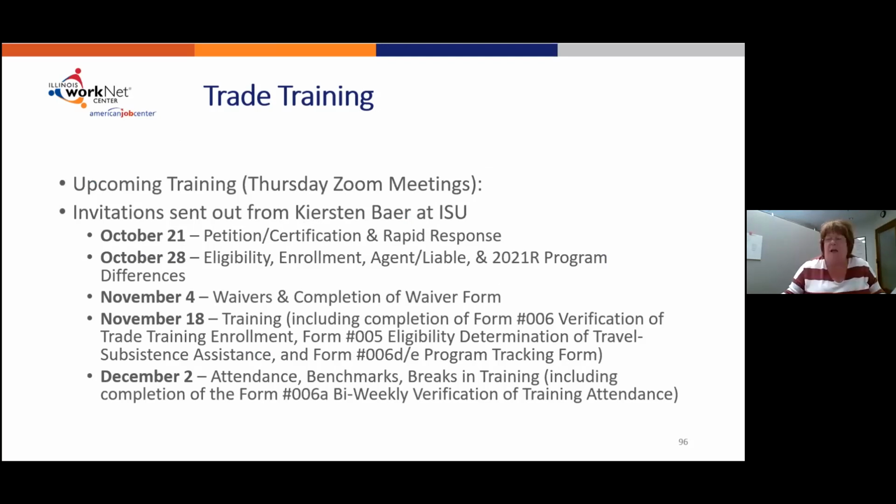We could potentially have someone from the rapid response unit make a presentation at that one. They're reviewing the slides now and making that determination as to if there was any information that they want to present at this time. October 28th, we're going to cover eligibility, enrollment, agent liable, and 2021R program differences. November 4th, we'll cover waivers and completion of the waiver form.